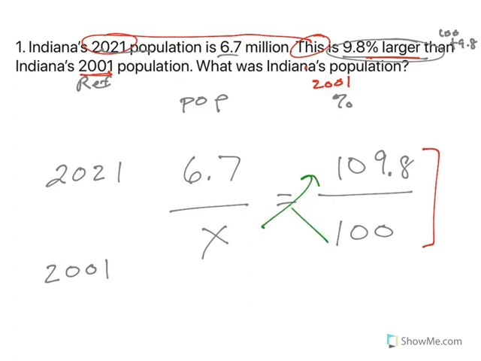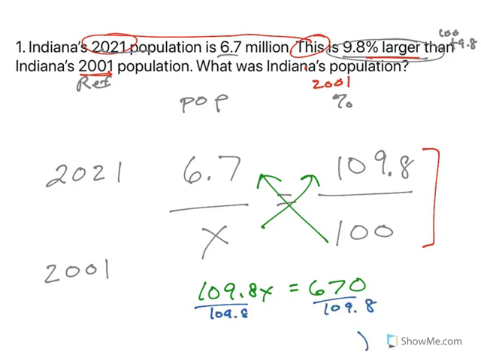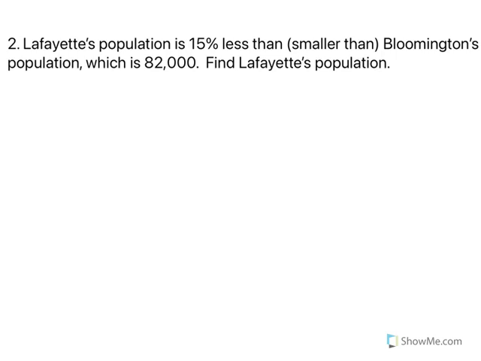Then to solve, we cross multiply. So 109.8x equals 670. Divide both sides by 109.8. And we get approximately 6.102 million people for the population of Indiana in 2001. We're going to do that same process for every one of these problems.